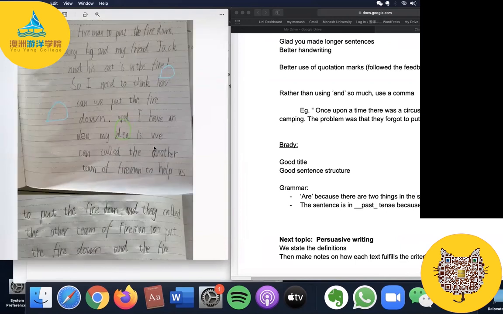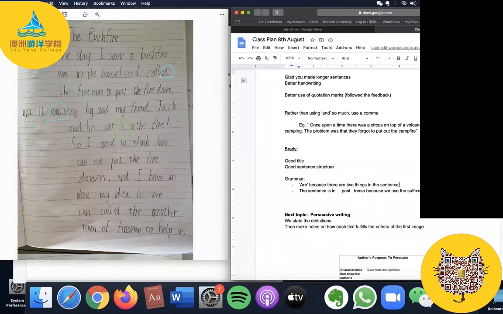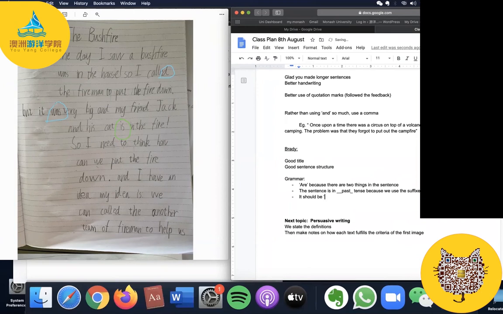Okay, thank you. Okay, so given that, in the green circle, instead of "are", what should it be to make it past tense? It begins with W. Jack and his cat, something in the fire. Was, it should be were. I don't know what is were.